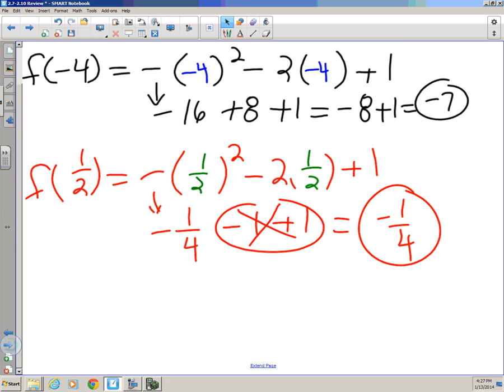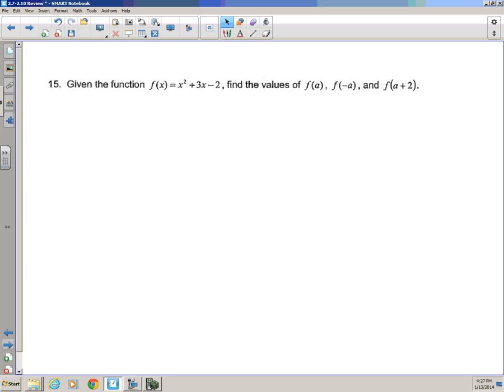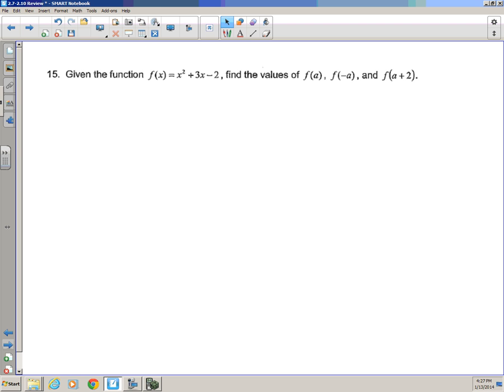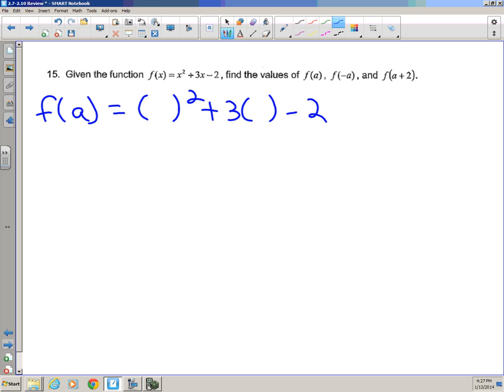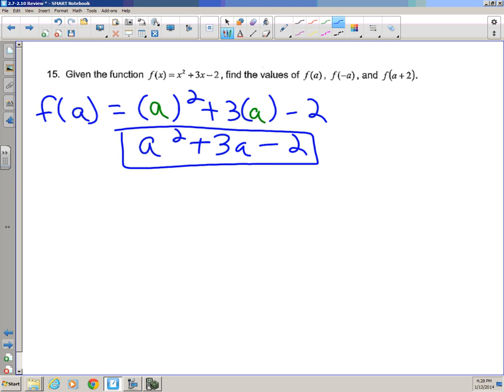One more to go. Given the function f of x equals x squared plus 3x minus 2, now we're putting in some variables instead. When you evaluate the rule for f of a, x squared plus 3x minus 2, when a goes in, it becomes a squared plus 3a minus 2. There are no like terms. That's the end of it. Nothing I can combine there.